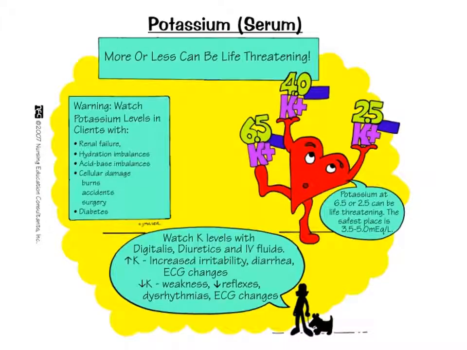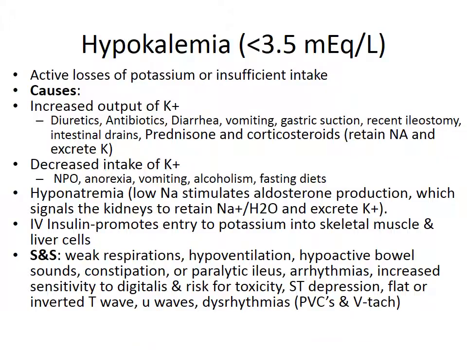Again, here's a slide showing serum potassium issues and some of the problems that can happen. Hypokalemia is a state in which the serum potassium falls below 3.5 milliequivalents per liter, and it's caused by active losses of potassium or insufficient intake. Causes include increased output of potassium due to overuse of diuretics, antibiotics, diarrhea, vomiting, gastric suction, recent ileostomy, intestinal drains, prednisone and corticosteroids, which retain sodium and excrete potassium, and decreased intake of potassium, which comes from being NPO, anorexia, vomiting, alcoholism, and fasting diets.